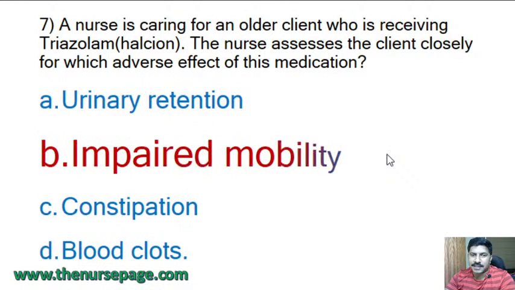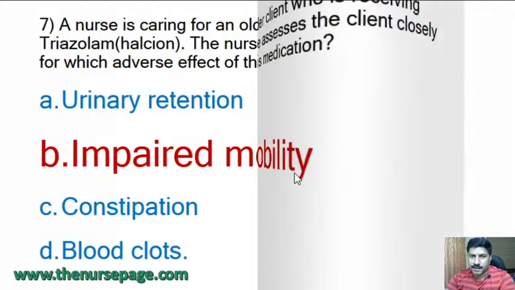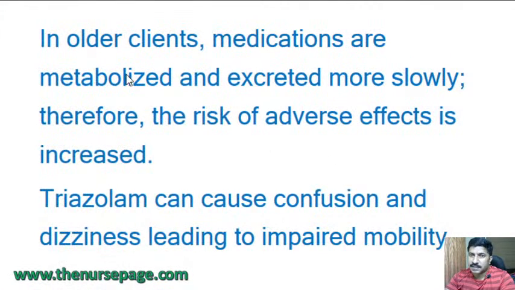Okay, the correct answer is impaired mobility. Triazolam's main adverse effect or side effect is impaired mobility. Triazolam is usually given for treating insomnia. It is an example of a benzodiazepine. In older clients, medications are metabolized and excreted more slowly. Therefore, the risk of adverse effects is increased.